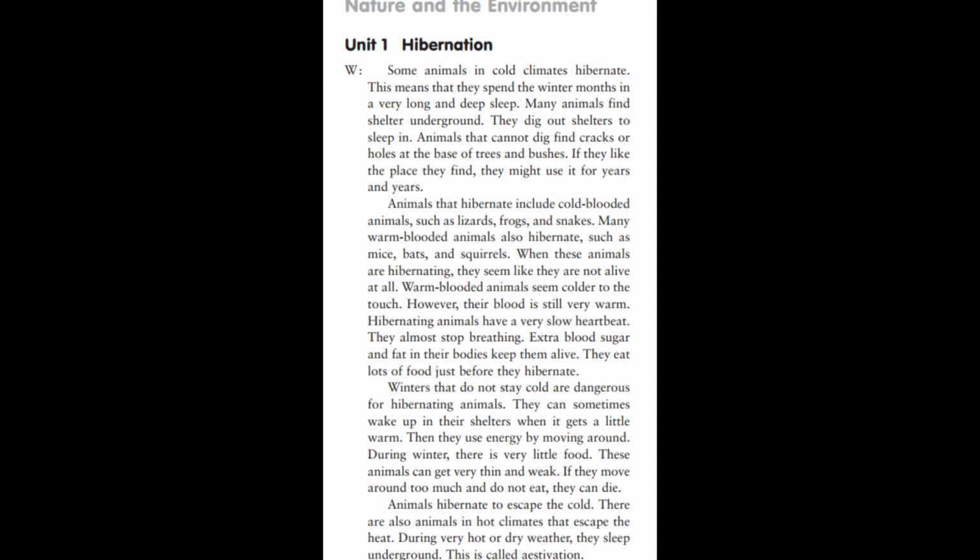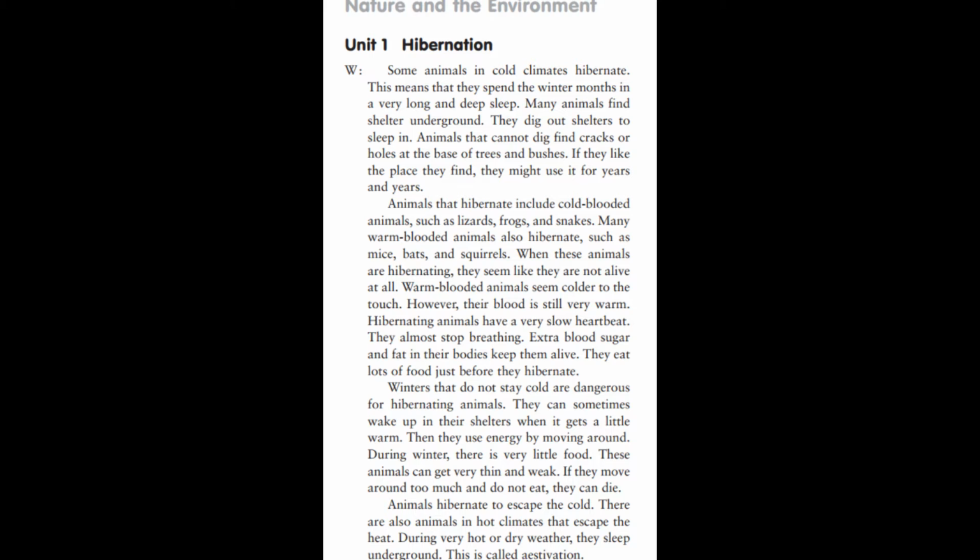Warm-blooded animals seem colder to the touch. However, their blood is still very warm. Hibernating animals have a very slow heartbeat. They almost stop breathing. Extra blood sugar and fat in their bodies keep them alive. They eat lots of food just before they hibernate.